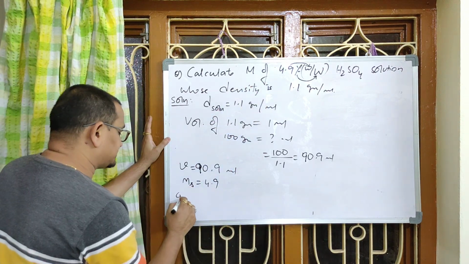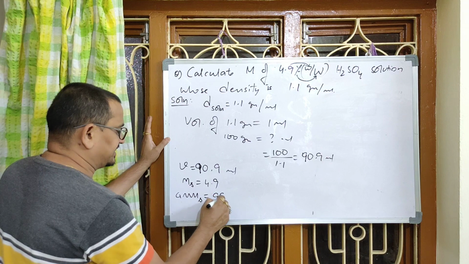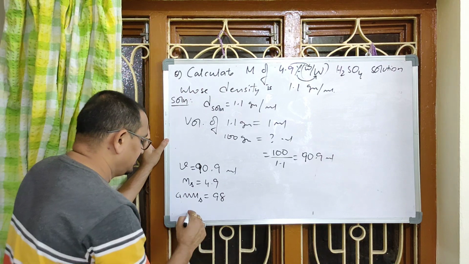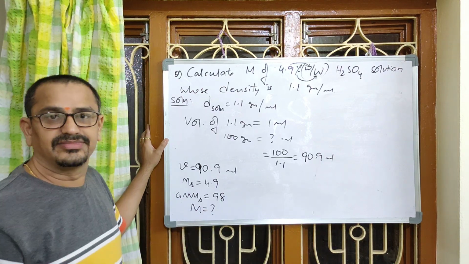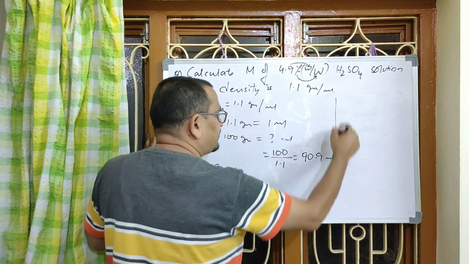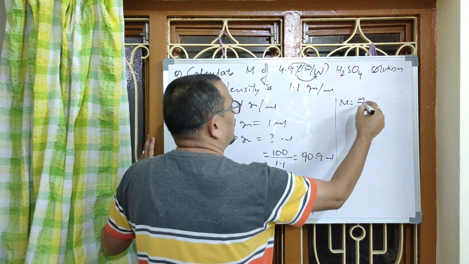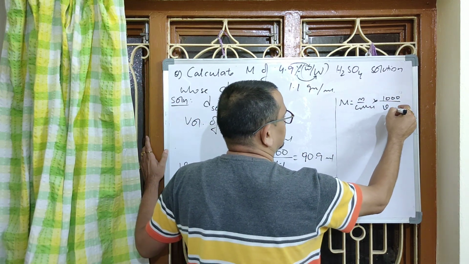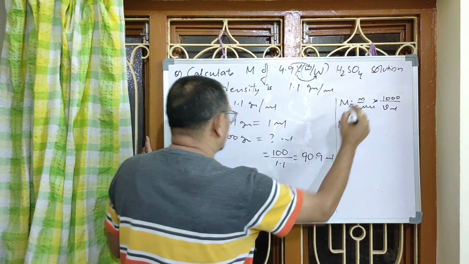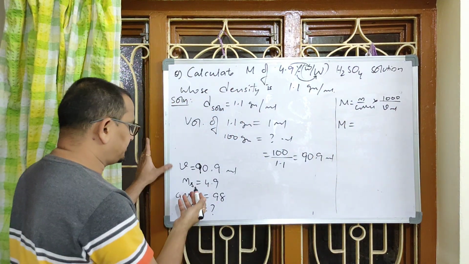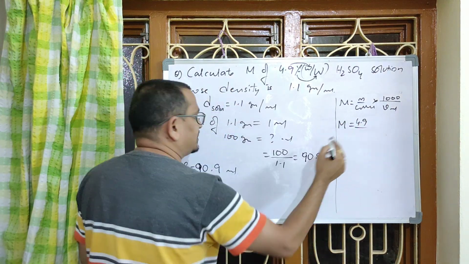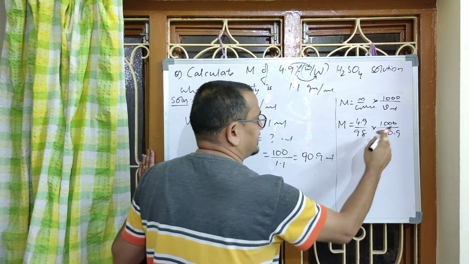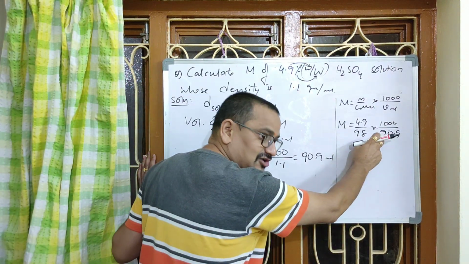And what is gram molecular mass of solute? 98. Then what we have to find? Molarity. Molarity is the question mark. Now, substitute in the formula. Molarity equals mass by gram molecular mass into 1000 by volume of solution in ml. What is the mass of solute here? 4.9. Out of molecular mass, 98. Into 1000 by 90.9. We have to calculate this value also.